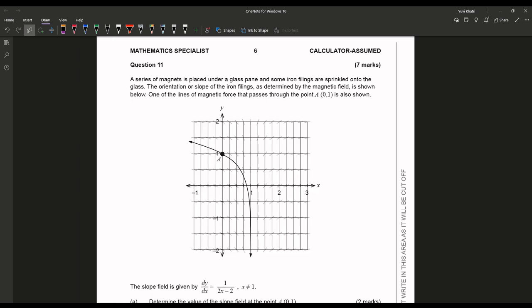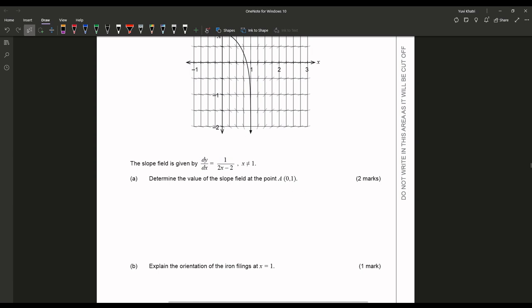Now question 11 gives us a graph in a slope field, and it says that a series of magnets is placed under a glass plane and some iron filings are sprinkled onto the glass. The orientation or slope of the iron filings, as determined by the magnetic field, is shown below. One of the lines of magnetic force that passes through the point A, 0, 1 is also shown. So that's this right here.